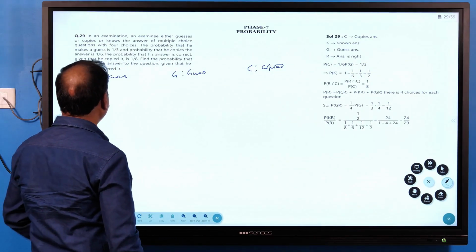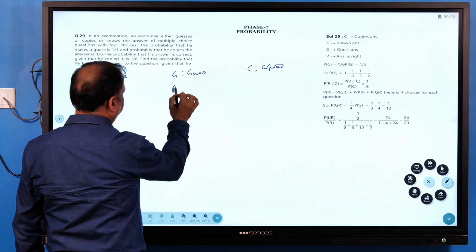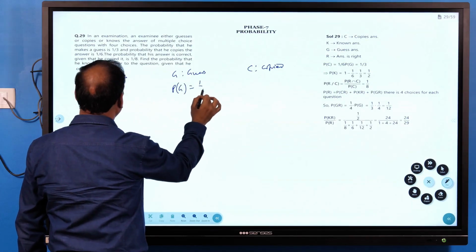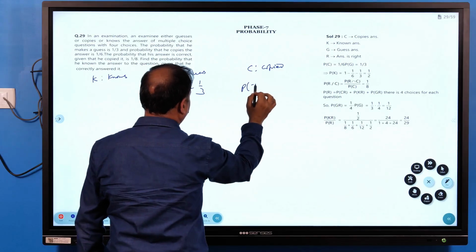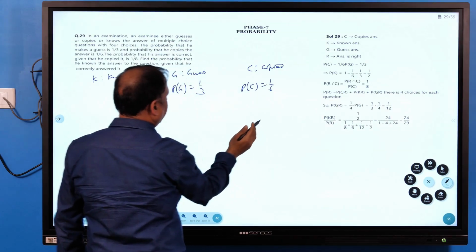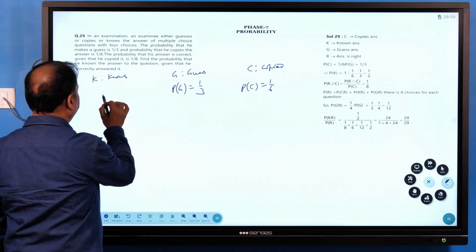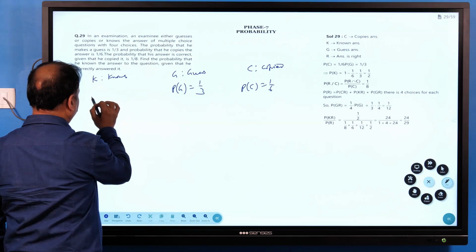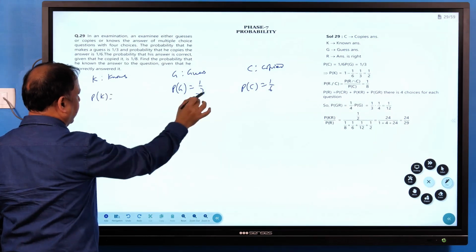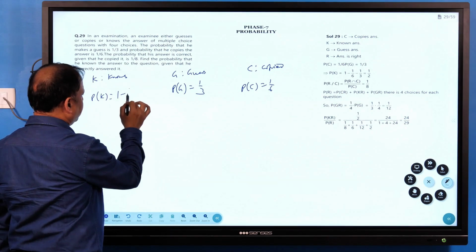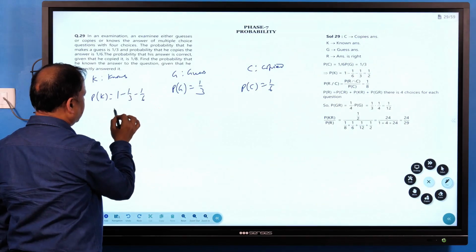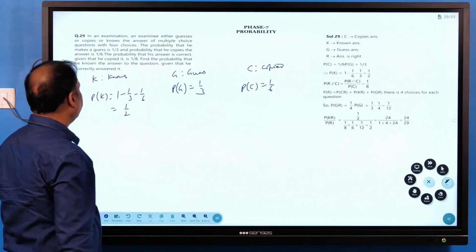The probability that he makes a guess. So probability of guess is 1 upon 3. Probability that he copies the answer, probability of copying is 1 upon 6. And remaining probability of knowing will be 1 minus 1 upon 3 minus 1 upon 6, which is equal to 1 upon 2. These probabilities are given.